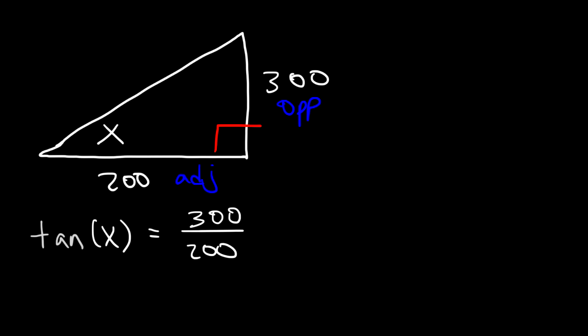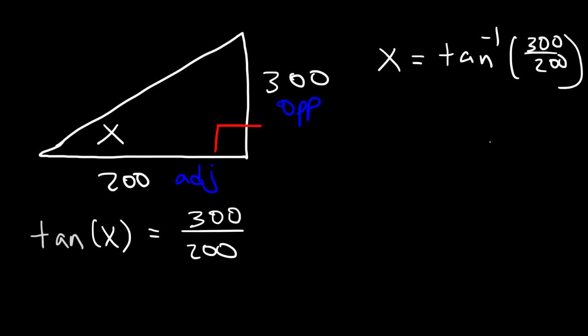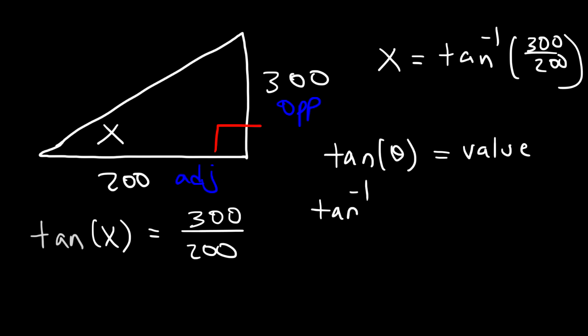So what do we need to do with our calculators in order to calculate the value of x? If tangent x is equal to 300 over 200, you need to know that the angle x is the arctangent, or the inverse tangent, of 300 over 200. You simply need to switch them. So if tangent of an angle is equal to a value, then the arctangent of that value is equal to that angle, particularly if we're focused on a reference angle between 0 and 90. But make sure you understand that concept.